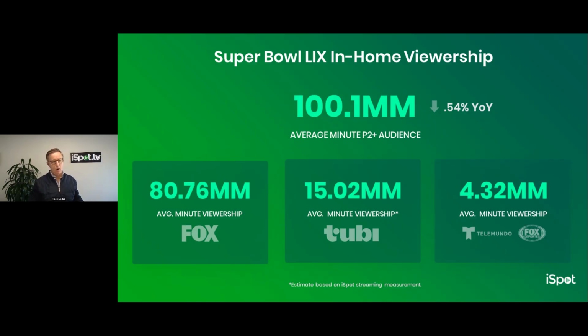In terms of in-home viewership for the Super Bowl, 100.1 million average viewers in-home. The way that broke down between the platforms, 80.76 million average minute viewers on the main broadcast on Fox, 15.02 million average minute audience on Tubi. So this was by far the largest streamed Super Bowl, as well as 4.32 million average minute audience for the Spanish networks, Telemundo and Fox Deportes.